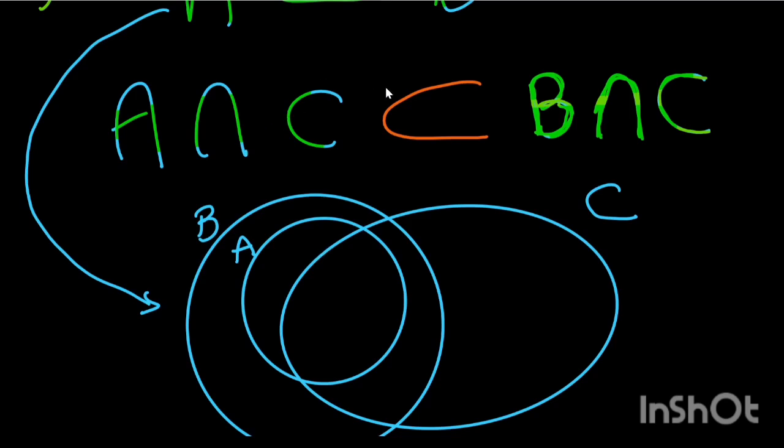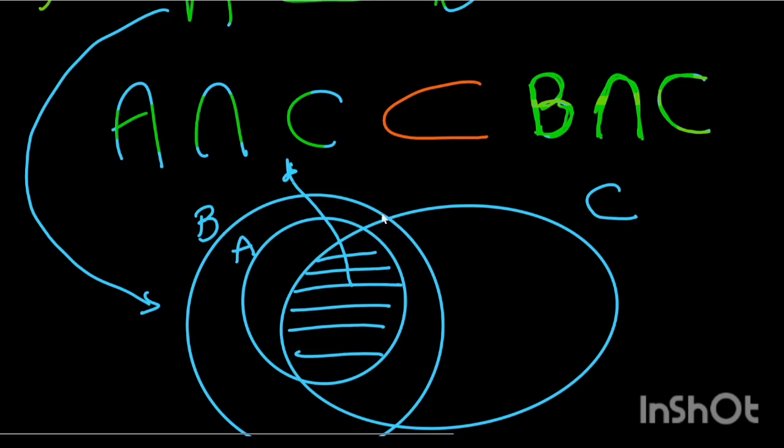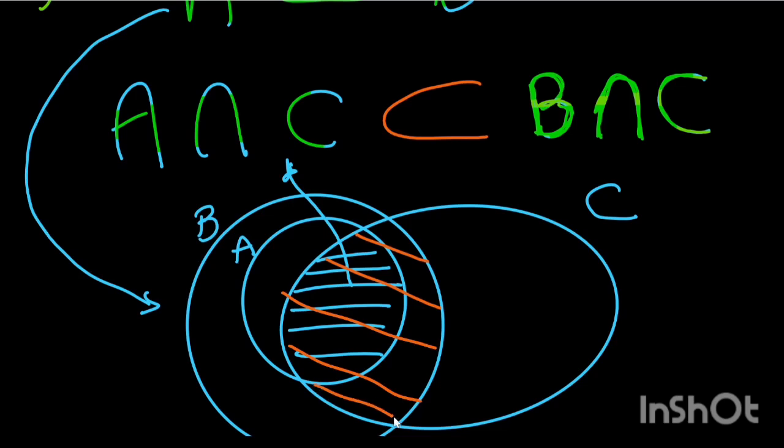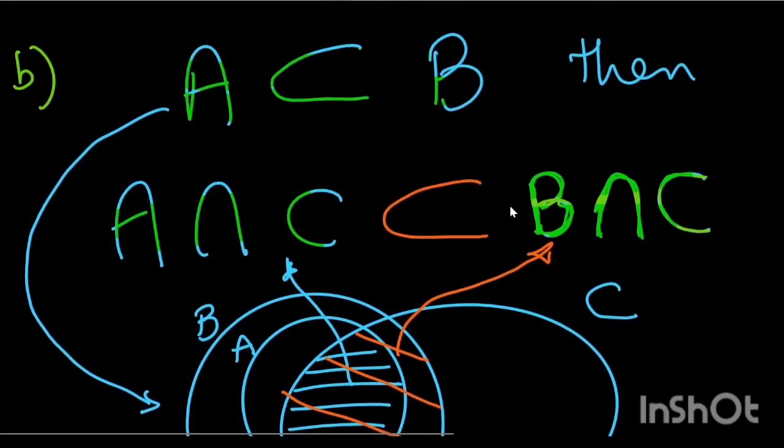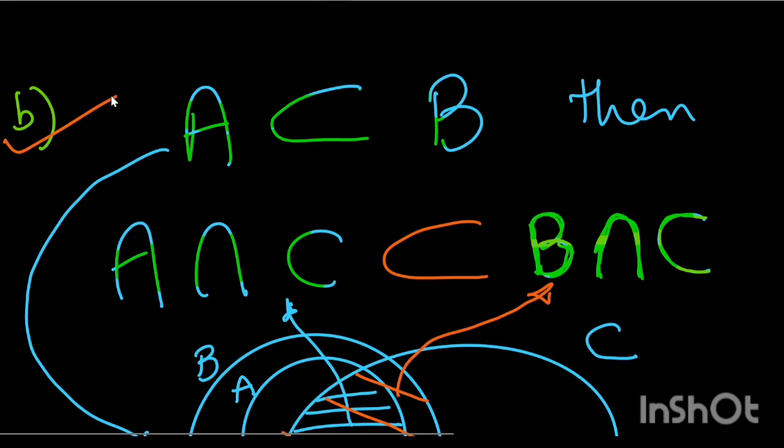Now, A intersection C, if you draw, it is this. This is A intersection C. Now, B intersection C, if you draw, it would be what, guys? B intersection C, if I draw like this, this is B intersection C. As you can clearly see, A intersection C comes under the area of B intersection C. So we can say that option B is also correct, guys.